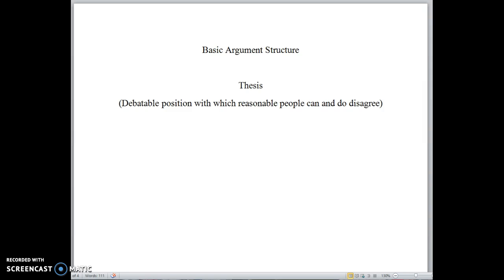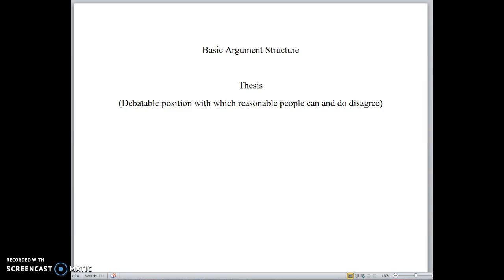Now, we've talked about a thesis statement before in terms of being the main point of your essay. When we talk about argument, we mean something even more specific than that. It's still serving as the main point, but specifically, a thesis is a debatable position with which reasonable people can and do disagree. As you will see in the assignment sheet, it goes beyond making a simple statement of fact.